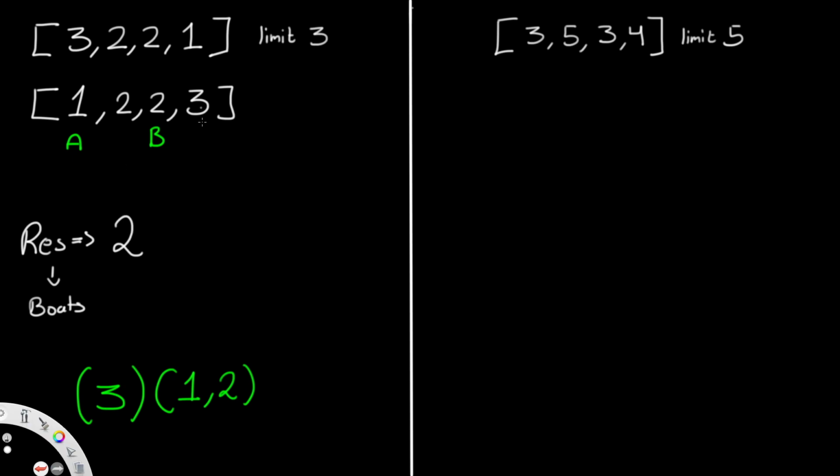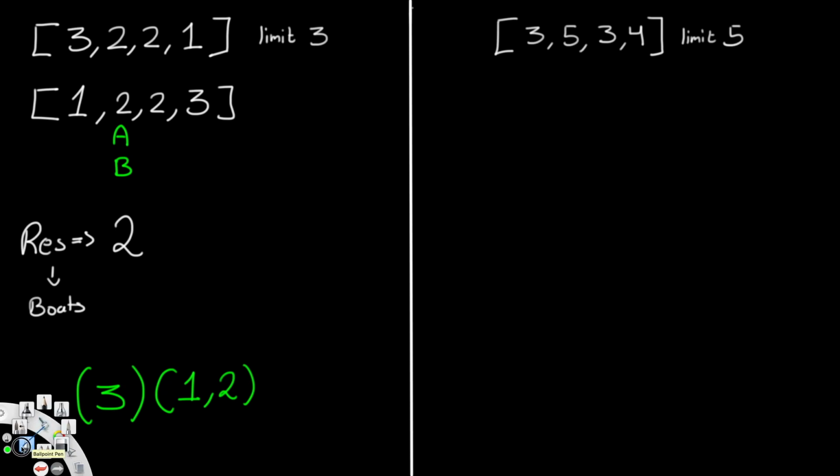So earlier, only the 3rd person went in the boat. But in this case, both the 1st person and the 2nd person went in the boat. So we're going to move both the pointers. Let me just do it one by one. We're going to move A to the right by 1. So in this case, A is now going to be over here. And finally, we're going to move B to the left by 1. So B is now going to be over here.